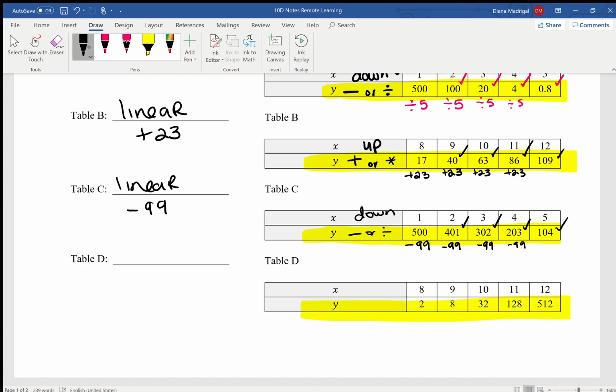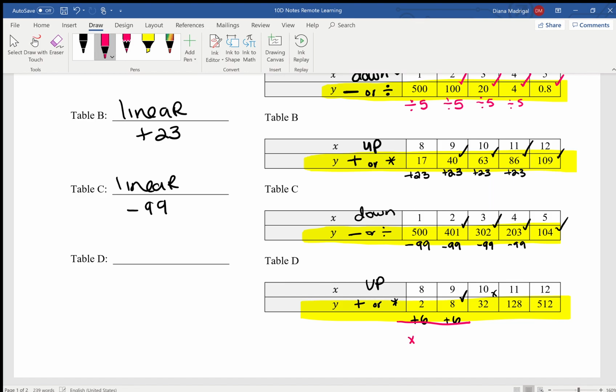Alright, next the numbers are going up. So I'm either adding or multiplying. Alright, 2 plus 6 gives me 8. This is true. 8 plus 6, sorry guys, does not give me 32. So this is where it went wrong.